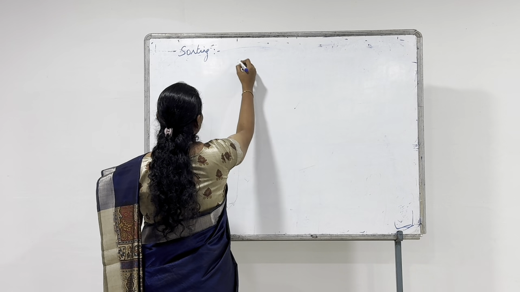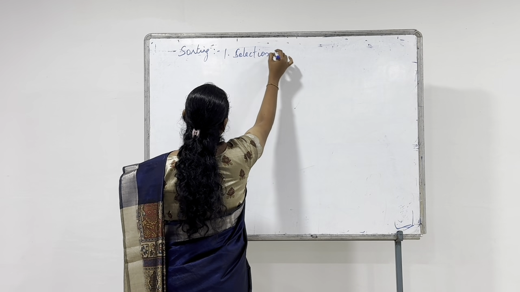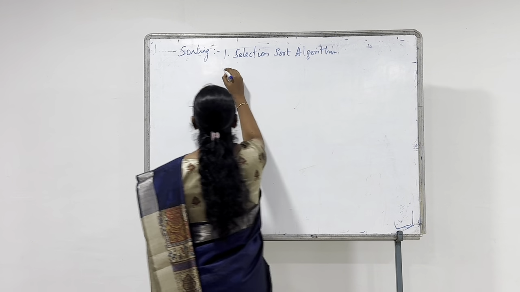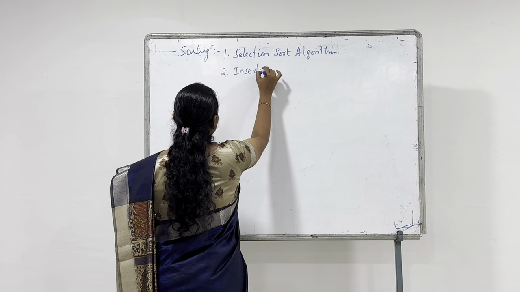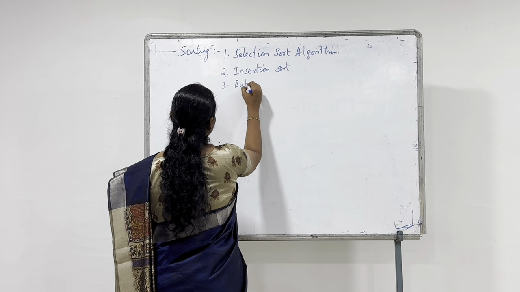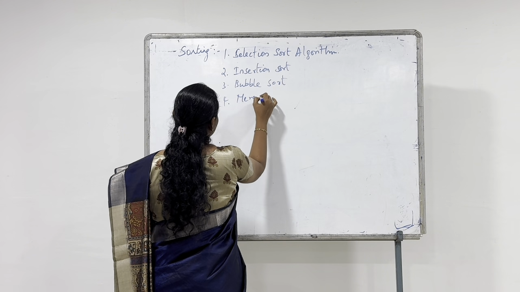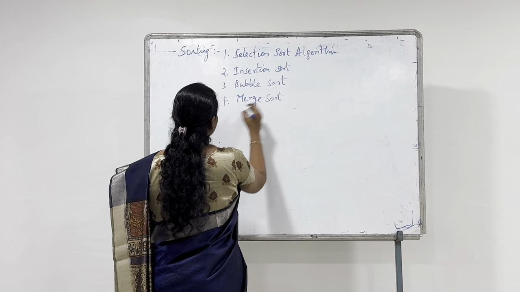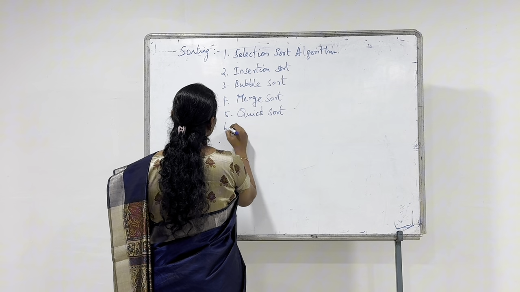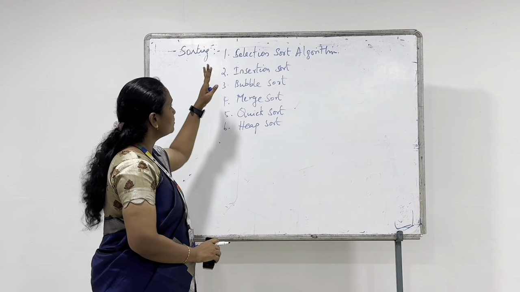The problem is sorting, and the different algorithms are selection sort algorithm, insertion sort algorithm, bubble sort algorithm, merge sort algorithm, quick sort algorithm, and heap sort. So these are all the different types of sorting algorithms available.